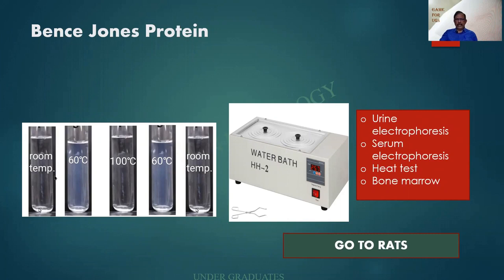And one question I ask the student is, how do you heat? How do you know that the temperature is 60 degrees or 100 degrees? It is kept in a water bath and the temperature adjusted. So the methods of identifying the Bence-Jones protein will be all this. Go to R.A.T.S for details.